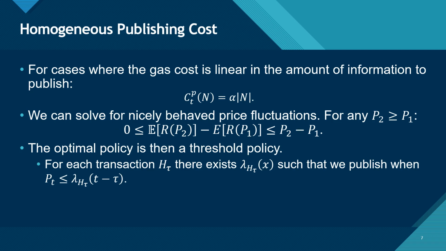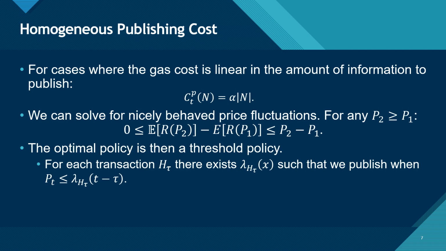Now we look at the homogeneous publishing cost, which means basically that the gas cost is linear in the amount of information that we have to publish. Or as we can see on screen, if we have n transactions, we're gonna pay alpha times n. So alpha gas units for each transaction we have to publish.